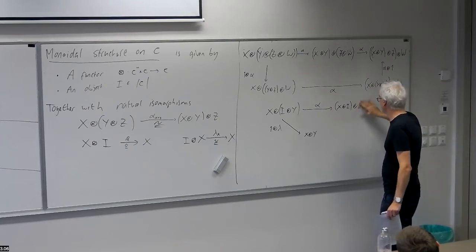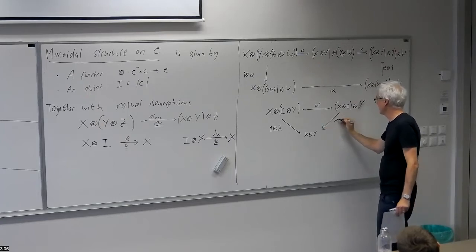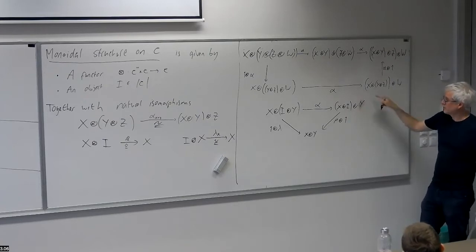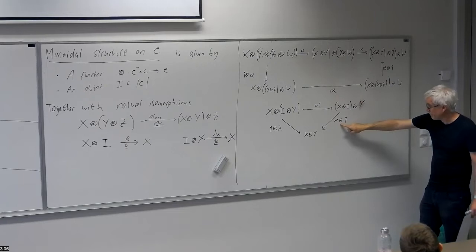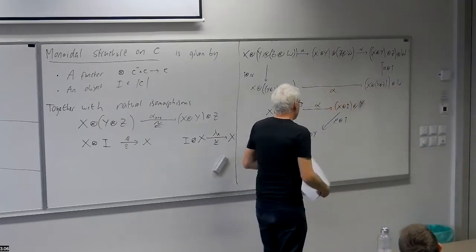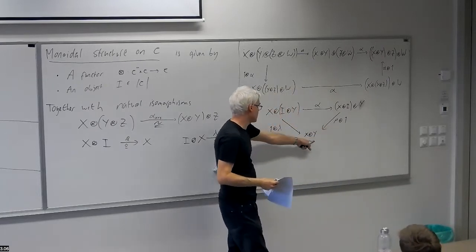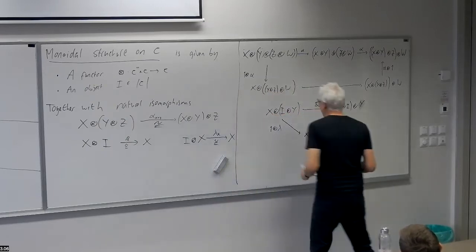So there should be a Y. And do rho on the left and tensor that with the identity. I'm saying tensor because we've got a tensor symbol here. And once again, these two ways of getting rid of the identity object should be the same.